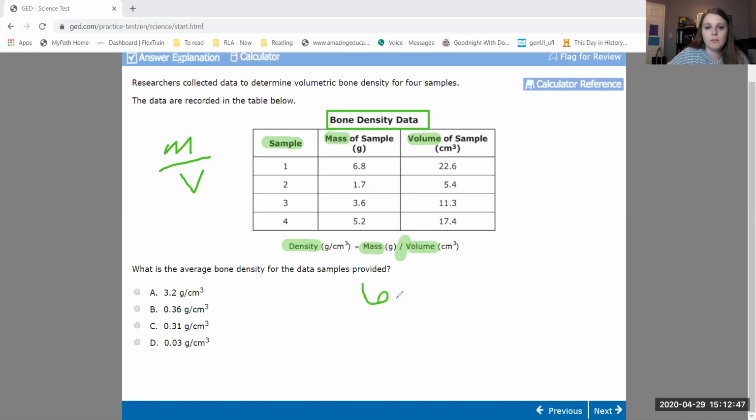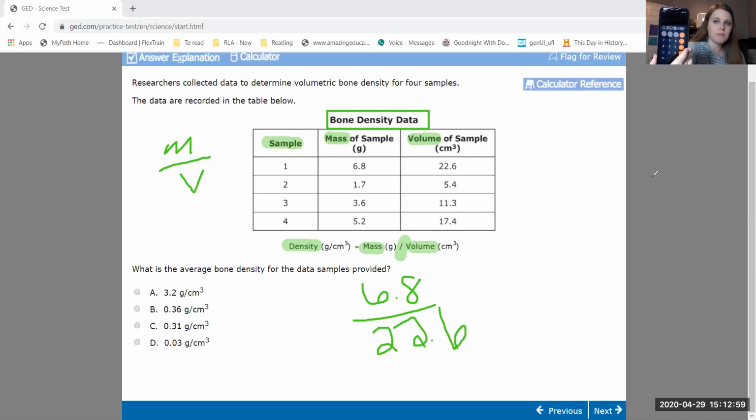So I would do 6.8 divided by 22.6. Whoops, excuse my handwriting. And I'll put that in my calculator. And I get 0.300 about. So I can put that here, 0.300. And I'm going to do the same thing for number 2, 1.7 divided by 5.4. And that's about 0.31. So I'll do that, 0.31. Number 3, 3.6 divided by 11.3. That's about 0.318, so we can round that up to 0.32. And number 4, 5.2 divided by 17.4, that's about 0.298, which I'll round up to 0.30.